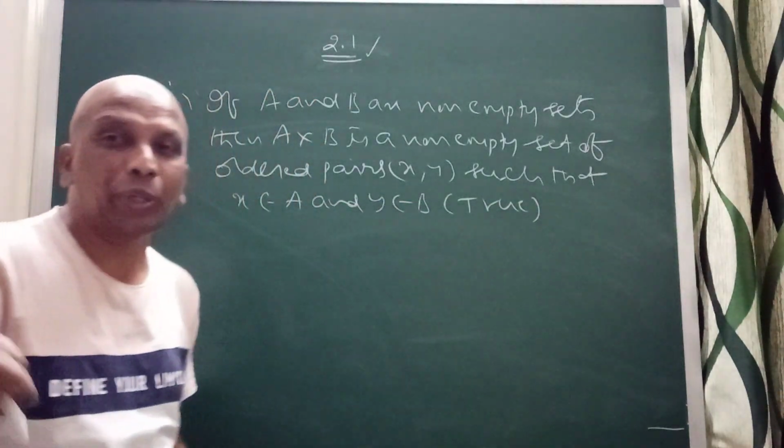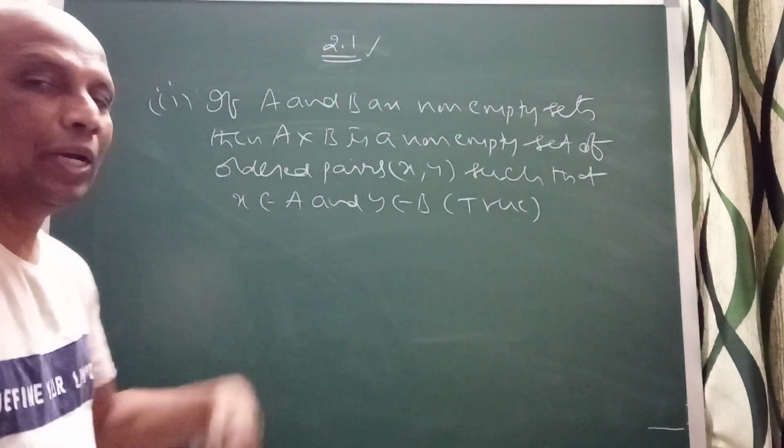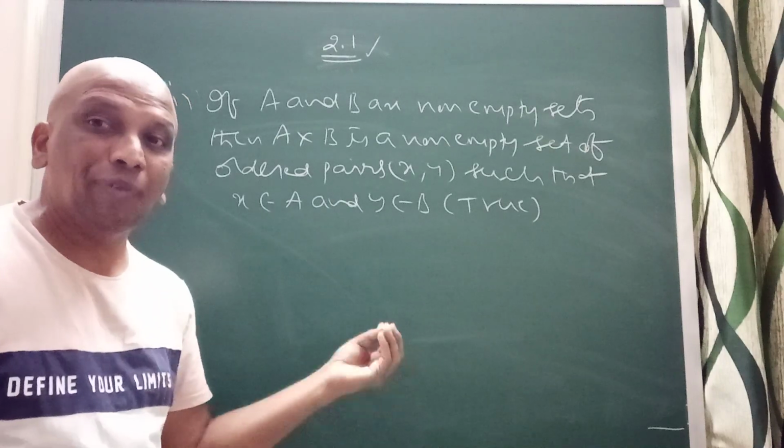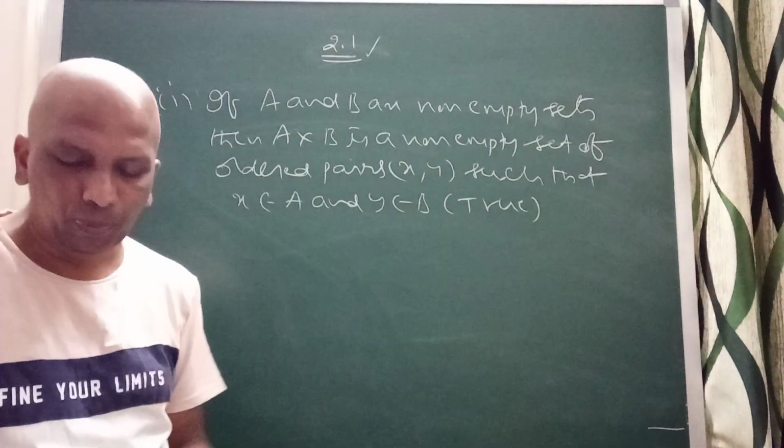If it is false, you should rewrite. But this is true. When they are talking about two non-empty sets, when I am taking the Cartesian product, the set of (x, y) such that x belongs to A, y belongs to B, this is true.